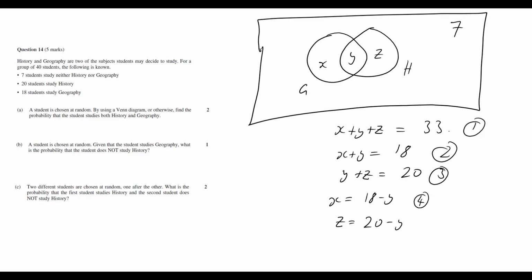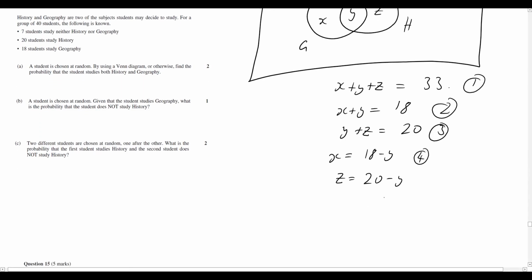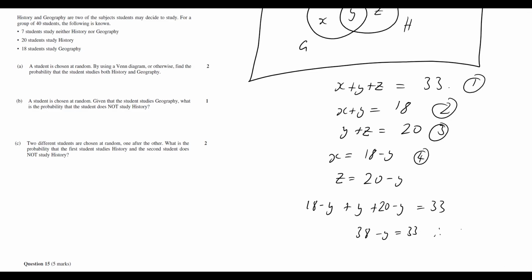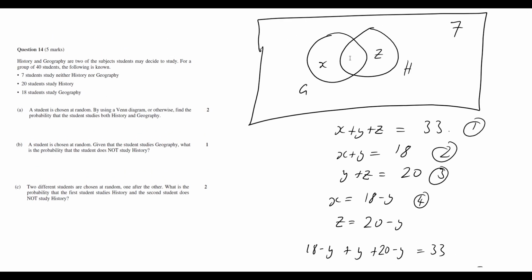So what we can do now is rewrite equation 1 simply in terms of Y, our variable. Instead of X, we'll write 18 minus Y, plus Y, and then plus Z, so that now becomes plus 20 minus Y equals 33. And so what we get here is 38 minus Y equals 33. So we can say pretty clearly, therefore, Y equals 5. So we know that exactly 5 people study both history and geography.